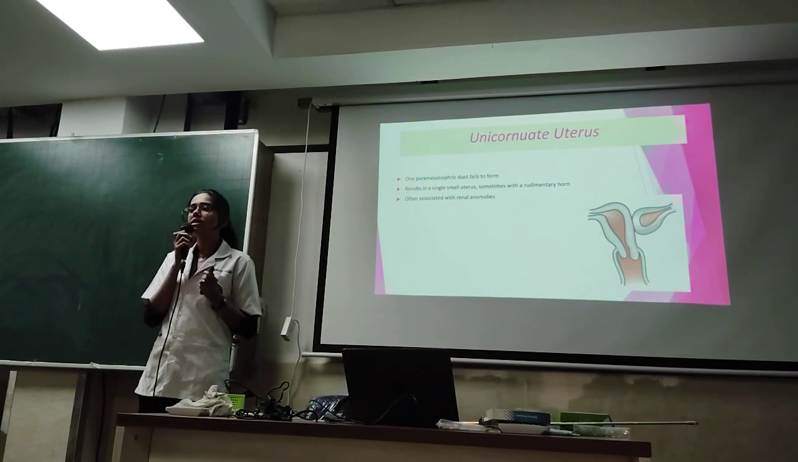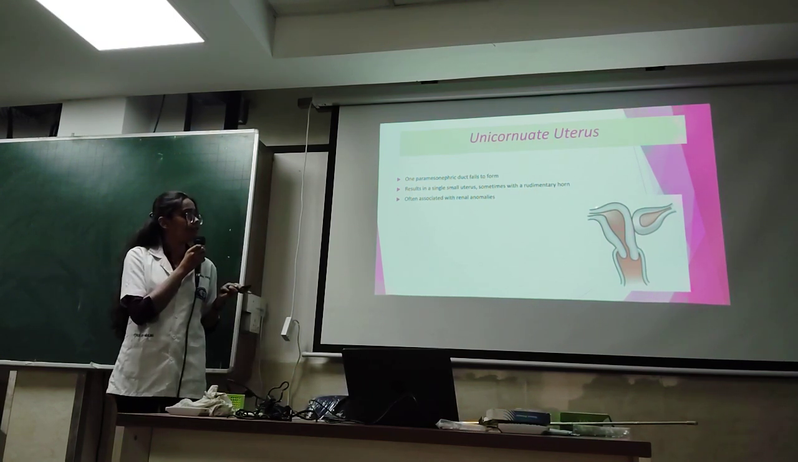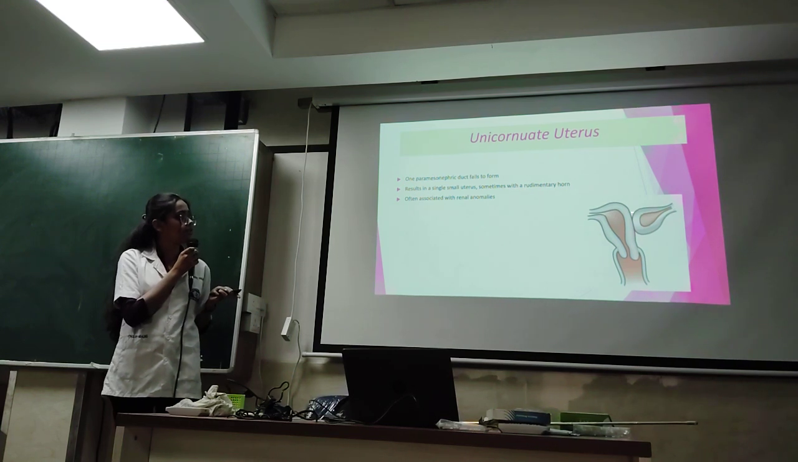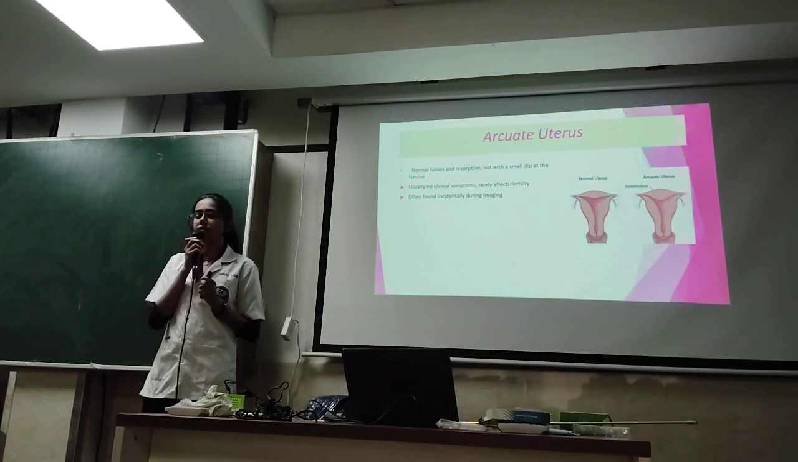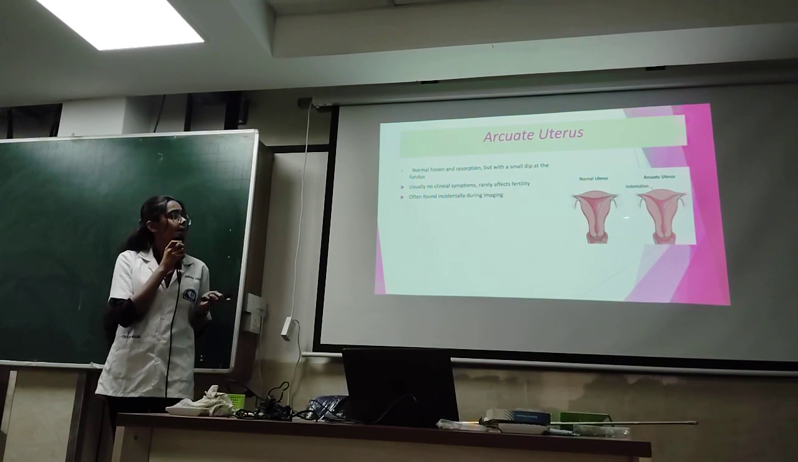The unicornuate uterus is an example of hypoplasia, wherein one paramesonephric duct fails to form, and therefore there is a rudimentary horn and a small single uterus. Arcuate uterus is wherein there is normal formation, normal fusion, normal resorption, but there is a small indentation in the fundus.